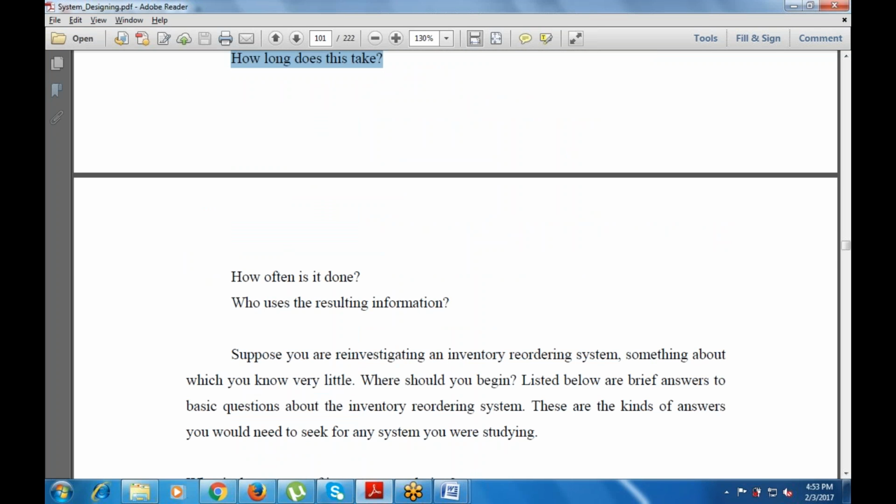And how often is it done? We can say the duration, how long it takes, or how often, in a frequent way, how much time is required for the task to be done. And who uses the resulting information? Whether it is used by the departments, the analysts, or the managers.